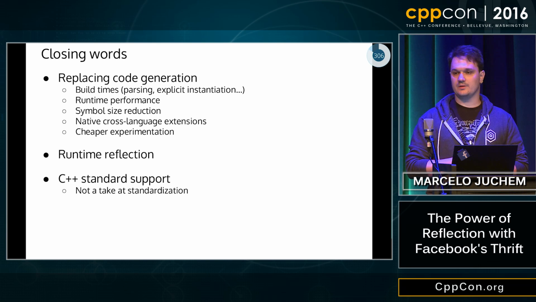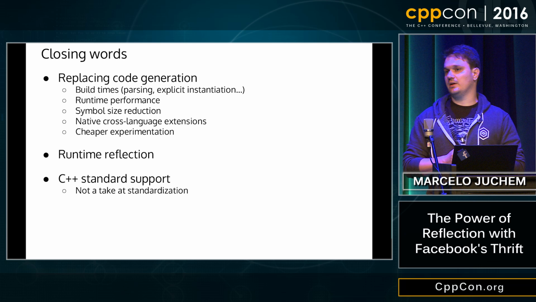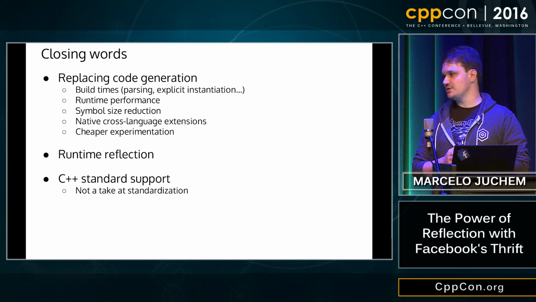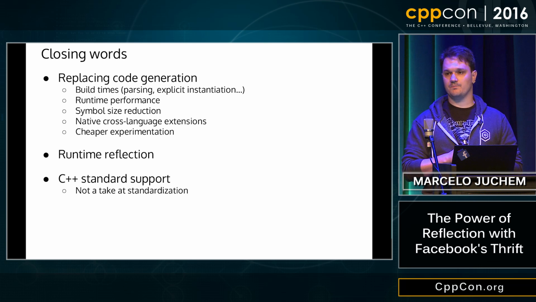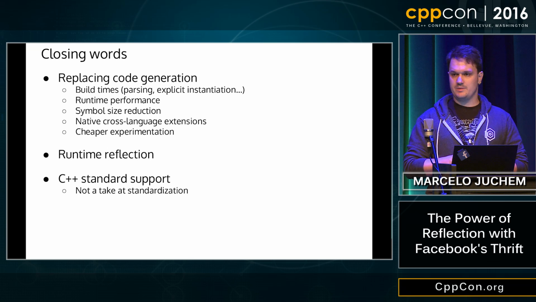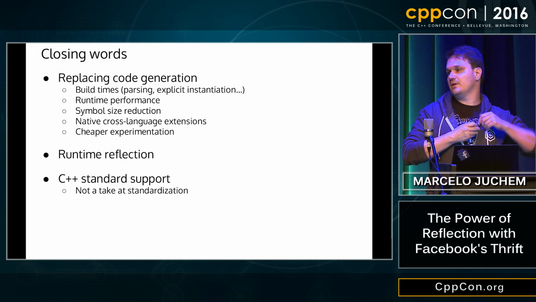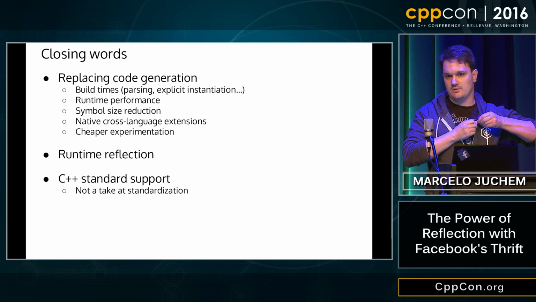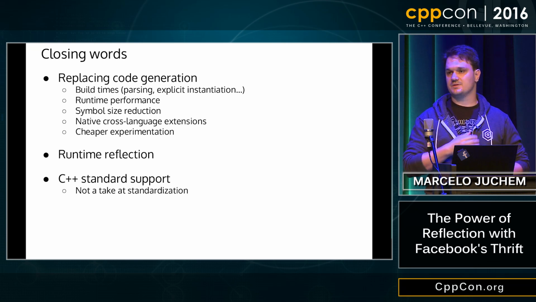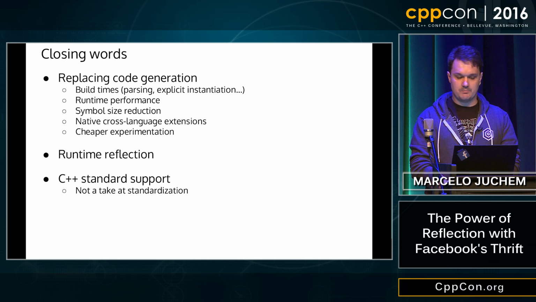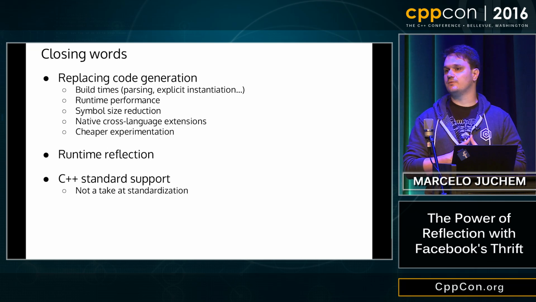C++ standard support. This is not at all an attempt at suggesting something to be included in the standard. Basically, this is not generic enough to be used by C++. It only fits Thrift use cases, which for us does the job most of the time. But I think the best thing that this can provide to whoever is writing a proposal for the standard for static reflection is basically this.